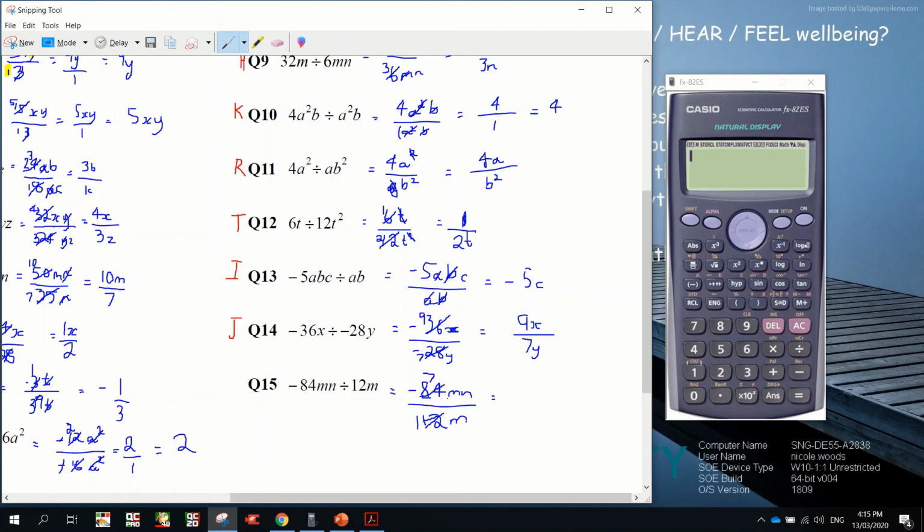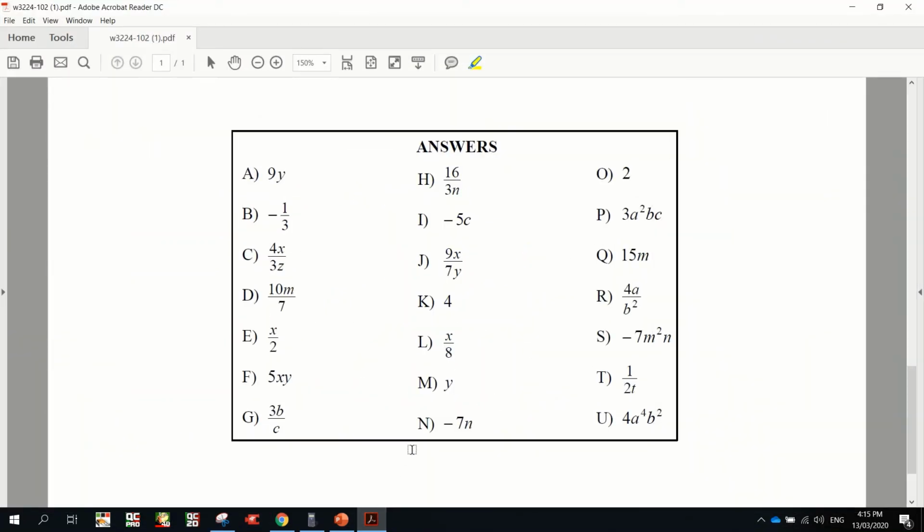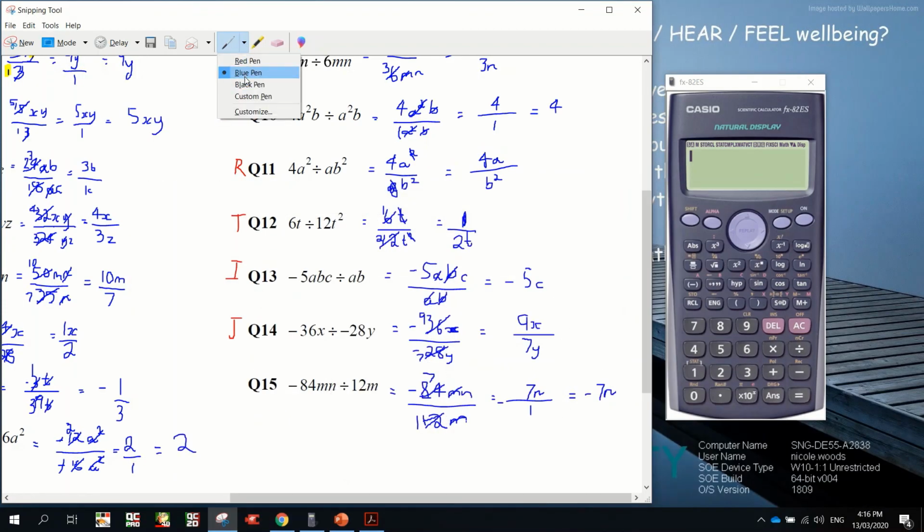There's an M in the top and an M in the bottom, so let's get rid of him. And what are we left over with? Well, a negative divided by a positive will give us a negative answer. And then we've got 7 left in the top and the N. And what have we got left in the bottom? Just the 1. Anything divided by 1 is itself, so it'll be the negative 7N. Let's see if that's on our answer sheet. Negative 7N, there it is, N. Just write that in there.